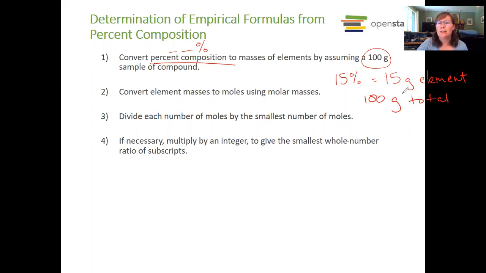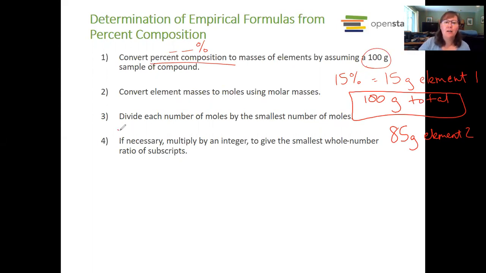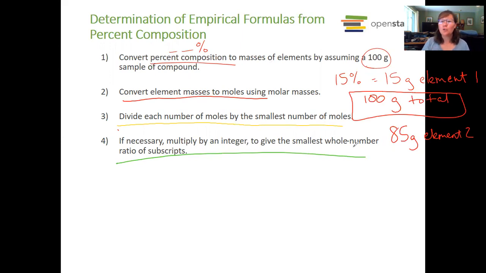Now, if there were only two elements, say, then the next one would be 85 grams. We'll say 15 grams of element 1, 85 grams of element 2, out of, again, 100 grams total, because everything has to add to 100. Okay, and then we use the exact process that we used before. Again, we convert element masses to moles, and then we divide each number of moles by the smallest. And if necessary, like we saw in that last example, you multiply by some integer, 2 or 3 usually, to get you a small whole number ratio.